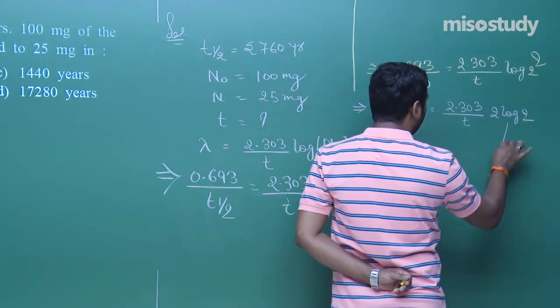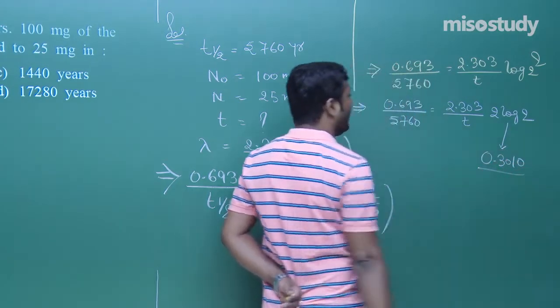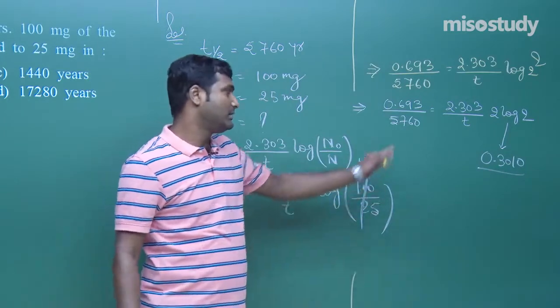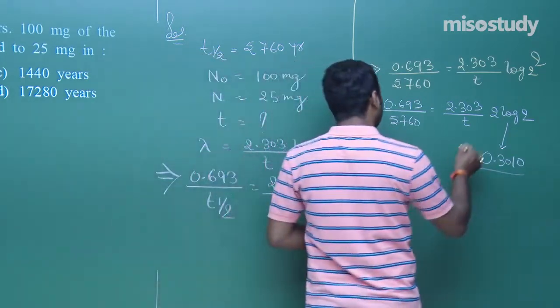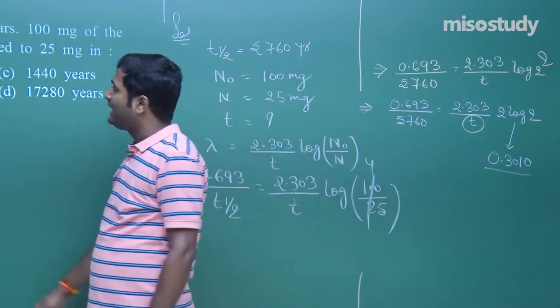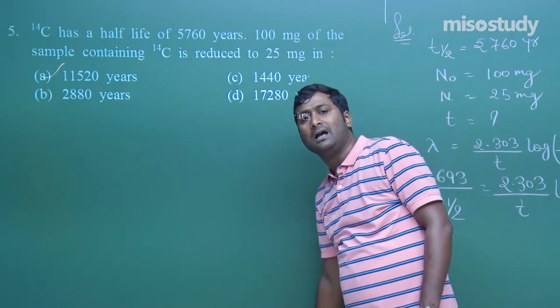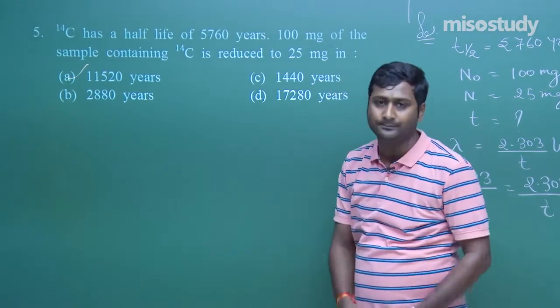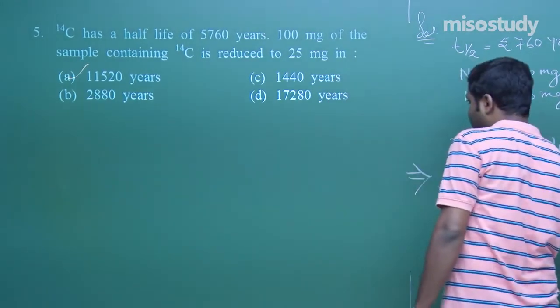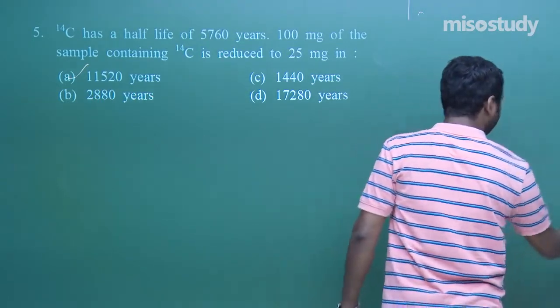Put the value of log 2, that is 0.3010. I think now you can easily solve this calculation. You get the value of T, which is 11520 year. That is A is the correct option, my friend. Clear? Now I am going to rub this part and we'll discuss the next question. Wait for a moment.